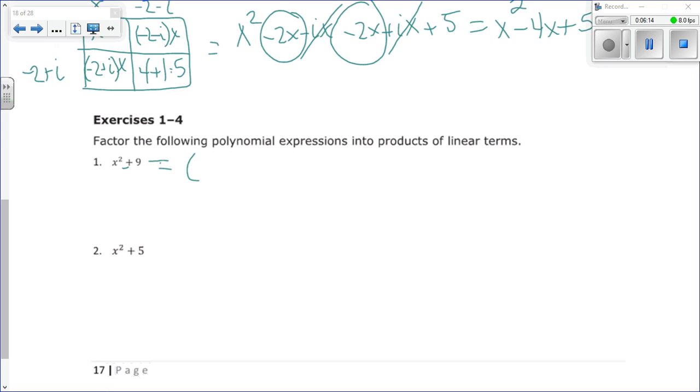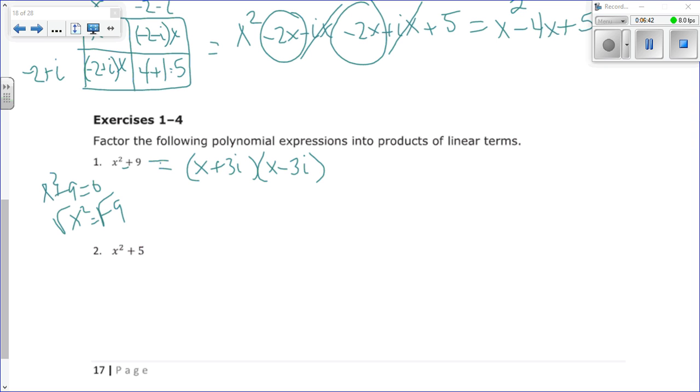So this is simply going to be x, and the square root of 9 is 3, but I know if I were to set it equal to 0, I say x squared equals negative 9, I'd be taking the square root of negative numbers, so I have a plus 3i and a minus 3i.